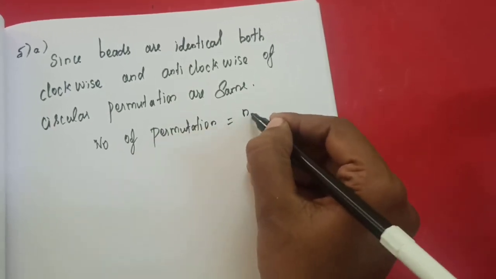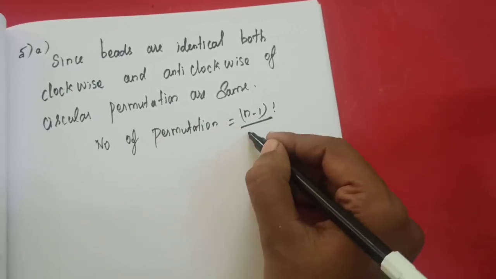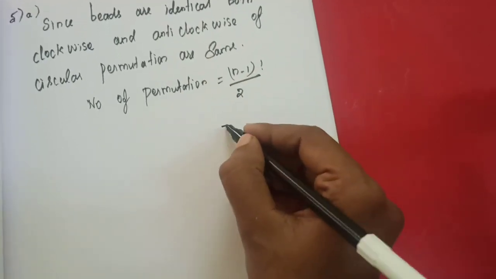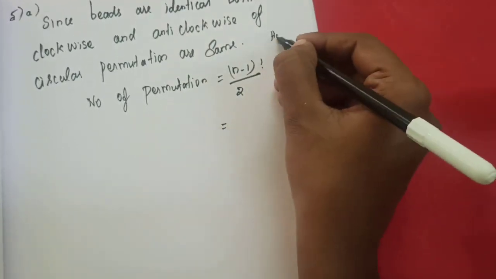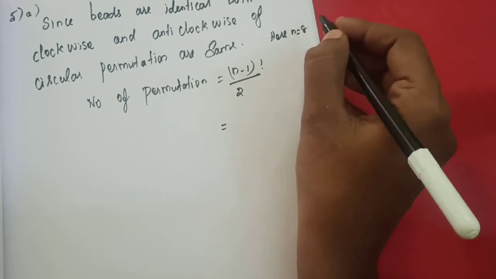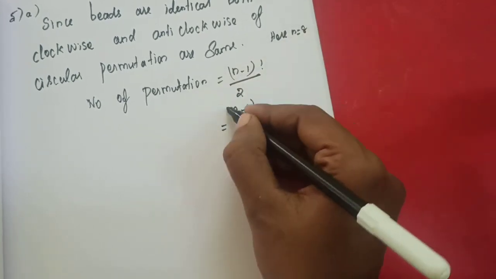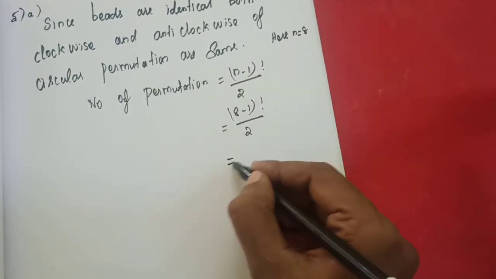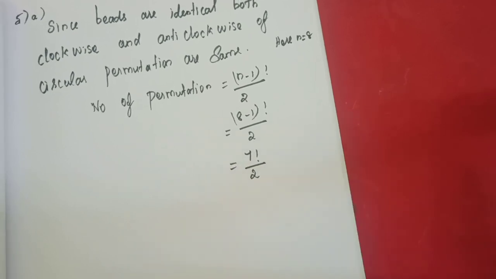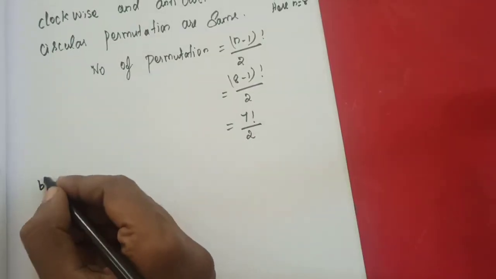So what's the formula? (n minus 1) factorial divided by 2. What is the n value here? Here n is given as how many beads? 8. So (8 minus 1) factorial by 2, that's equal to 7 factorial by 2. That's the answer.